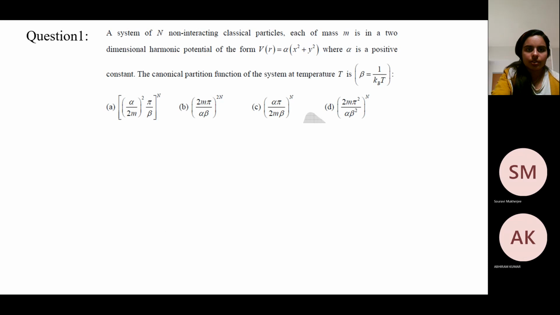Okay. So you have a system of n non-interacting classical particles, each of mass m in two dimensions. Hello, ma'am. Yes, tell me. The network is poor on my side, so we got disconnected, and I missed a bit of the earlier part.